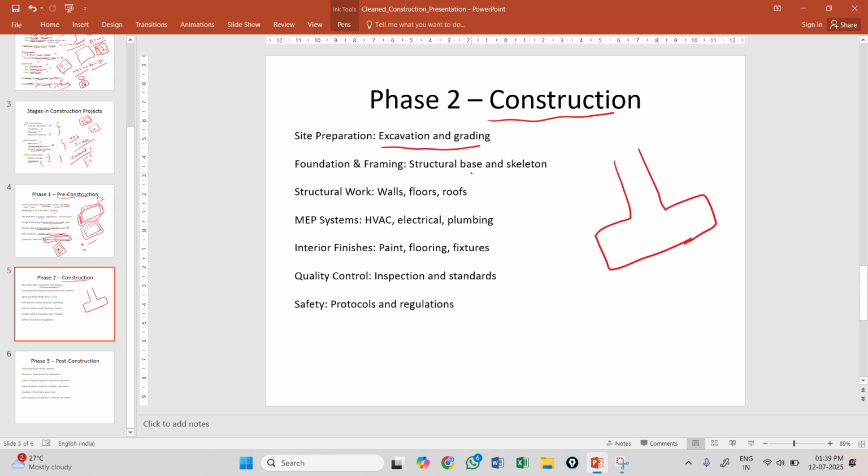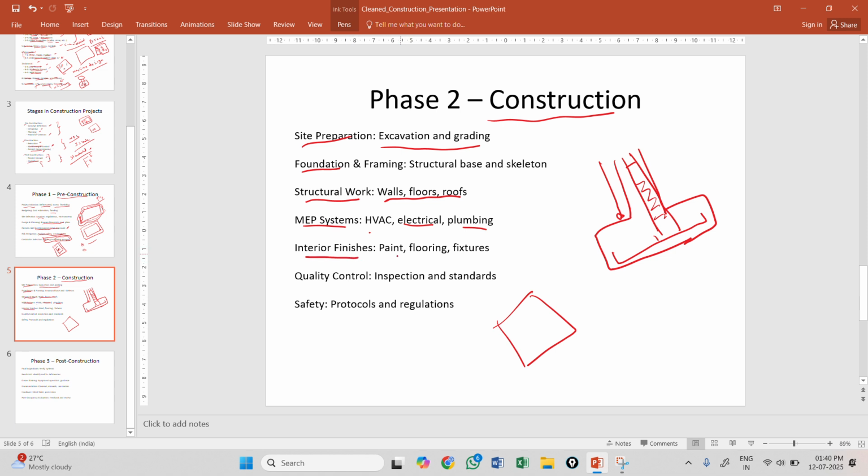Then comes the structural base and skeleton, that is like the footing, whatever you are placing. Here the column will come, and accordingly, whatever the plumb bob or measurement required, the center line, all those things come into this. Then walls and floors, or the top areas that you can see in the building, the walls or roof, all those come under structural work. So site preparation, foundation, structural work, then MEP, electrical, plumbing, all those things come into the picture.